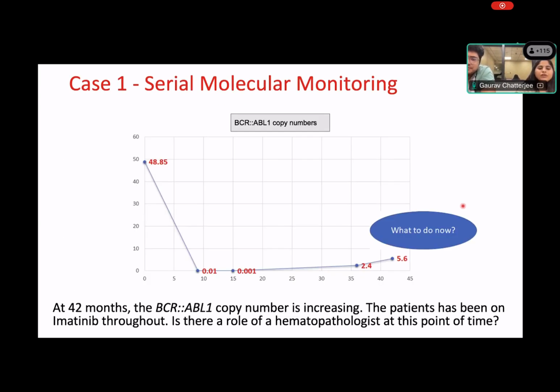Okay, so here this patient was at 42 months. The BCR-ABL copy number rose significantly, and we got an NCN, or normalized copy number, of 5.6. Okay, so now what would you like to do? This is a rising trend of BCR-ABL. We had reached the 0.01 level, but subsequently on monitoring, at 42 months, we got an increasing trend of BCR-ABL.